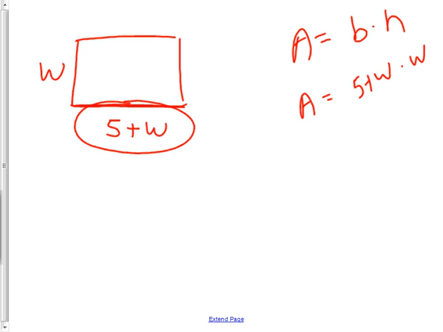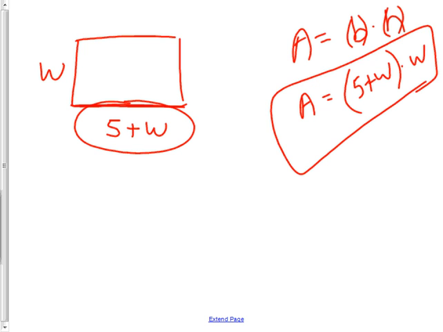Now the problem with this one, I would get it marked wrong. Do you know why? Parentheses, right? Otherwise, only the W is going to get times by the W. Now I've got base. Notice base is like an empty parenthesis. Any variable is like an empty parenthesis, and you drop stuff into it. All right, so there's your answer right there. My area is in terms of W.